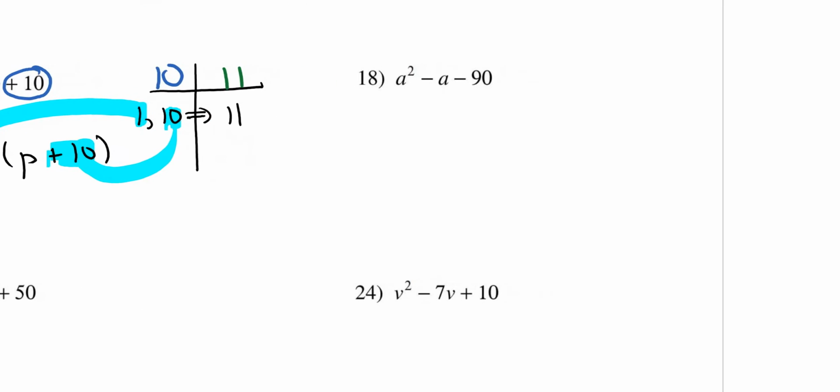Okay, moving on to number 18 here. There's a leading coefficient of 1 there. Let's set up a t-table here. The two numbers I'm looking at are negative 90.